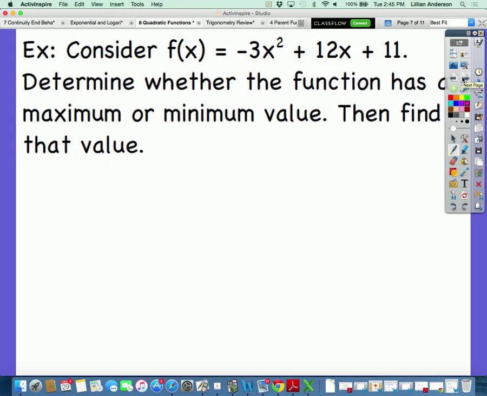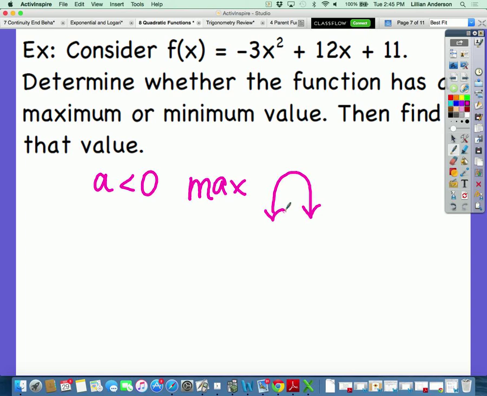So here we go. Determine if you have a max or a min. How do you know? Because a is less than 0. A is -3, which is less than 0, so that means we have a max. So it's upside down.